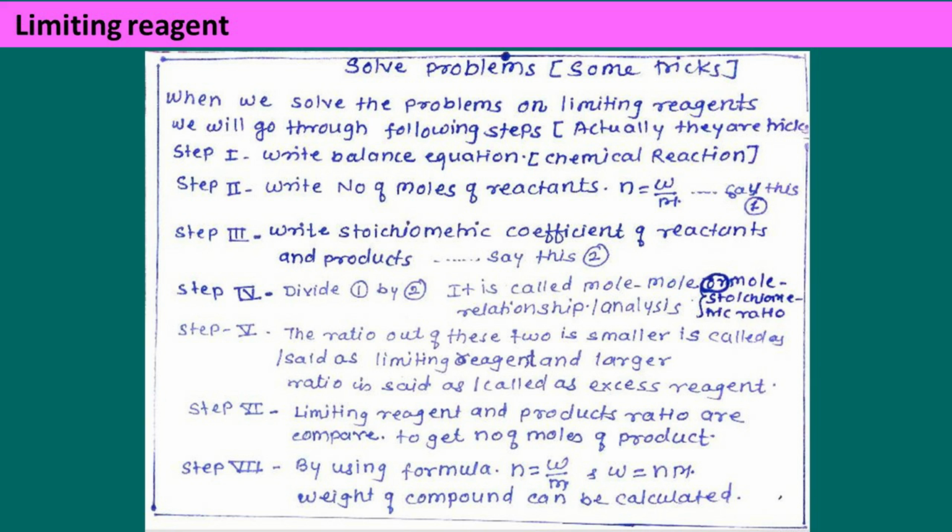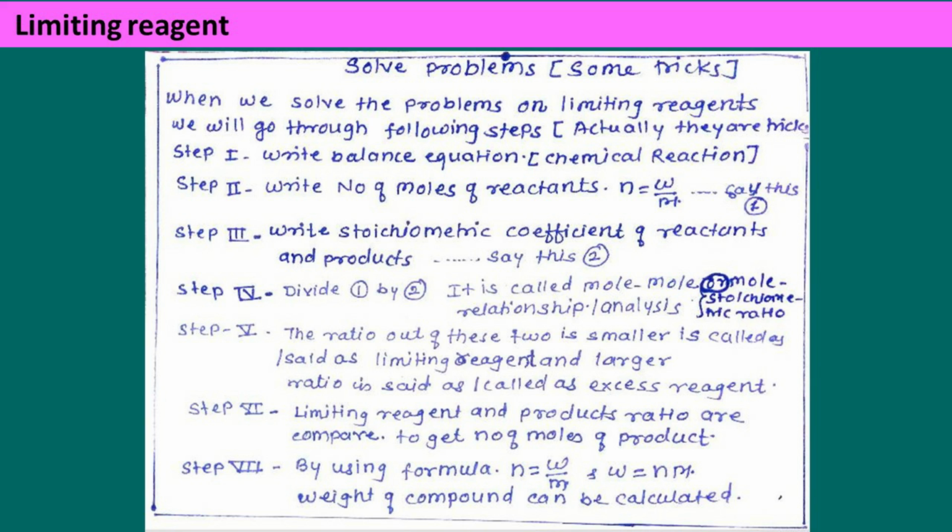Step number 1. Write balanced equation of the chemical reaction. बॅलन्स इक्वेशन लिहायचं आहे केमिकल रिॲक्शनचं स्टेप 1 मध्ये. Step 2. Write number of moles of reactant. नंबर ऑफ मोल्स ऑफ रिॲक्टंट कसं लिहिणार? कुठल्या फॉर्म्युल्याच्या साहाय्याने लिहिणार? N is equal to W upon M. या फॉर्म्युल्याच्या साहाय्याने रिॲक्टंटचे मोल्स काढून घ्यायचे.